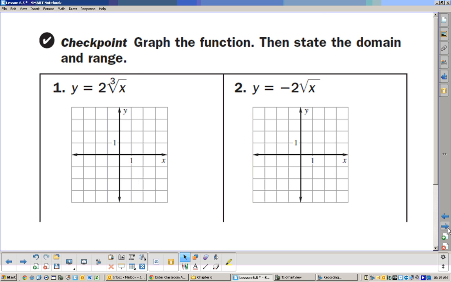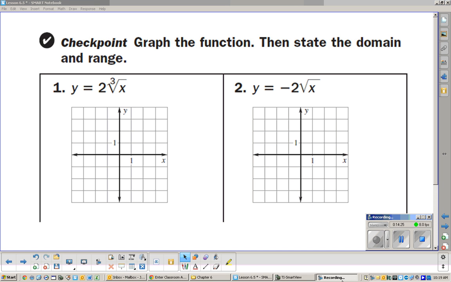Okay, so you have 2 functions to graph right now in the checkpoint. Please do those right now. So in the first one, what's it going to end up looking like? A branch or an S-curve? It's an S-curve. All right, so let's take a look at this thing.